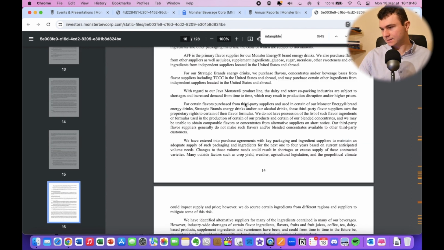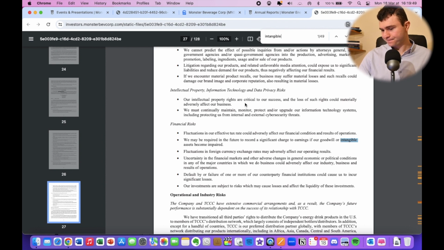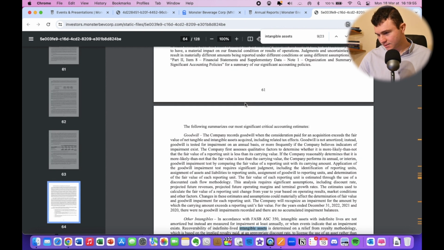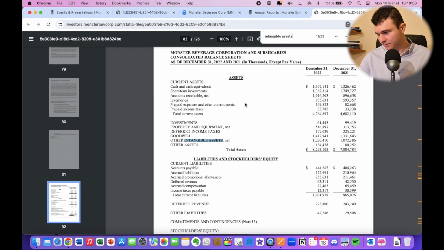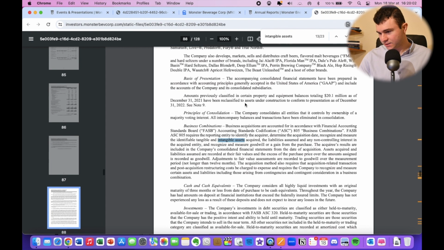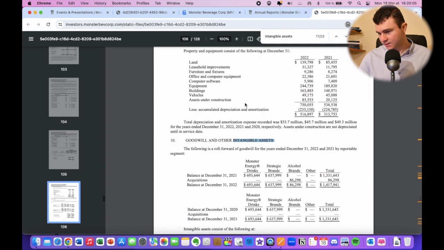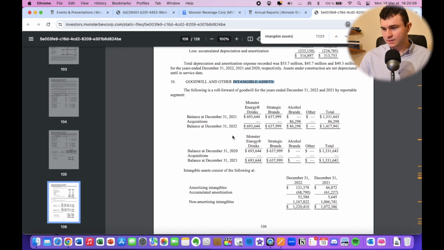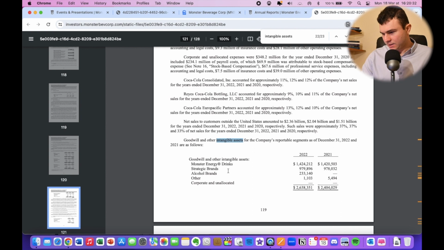Intangible assets. Intangible assets here, 20 results. Let's see what's inside. I expect a table. A table here. That's your balance sheet. What's inside? Goodwill and other intangible assets. Goodwill is, as I told you before, acquisitions.